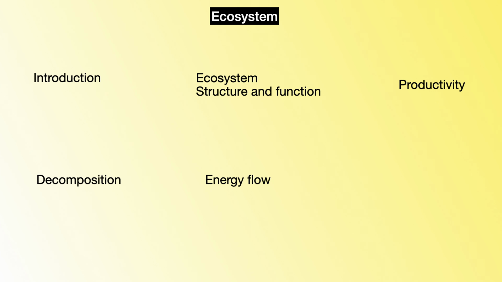Producers. They are at the first trophic level. These are the autotrophs like green plants, algae, and phytoplankton. They trap the sun's energy. Next is consumers. They are heterotrophs. These are animals that cannot make their own food. There are primary consumers. These are herbivores like insects, birds, or mollusks that eat plants directly. Secondary and tertiary consumers are the carnivores that eat the herbivores.